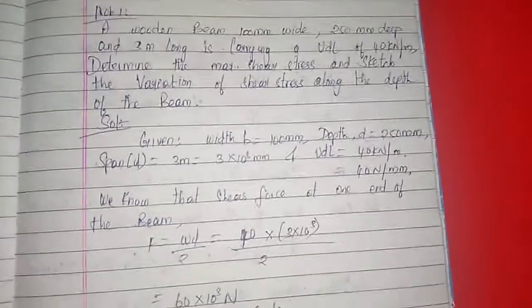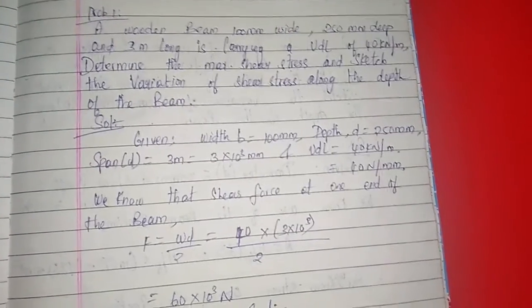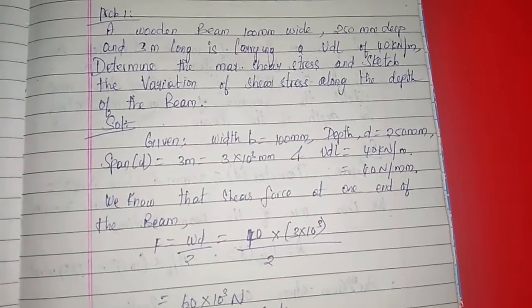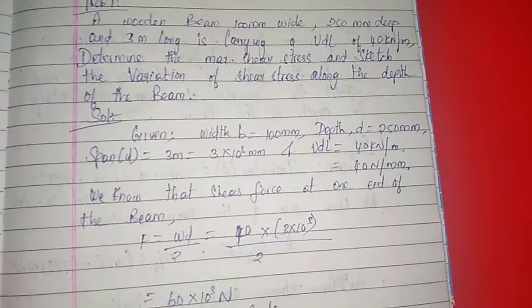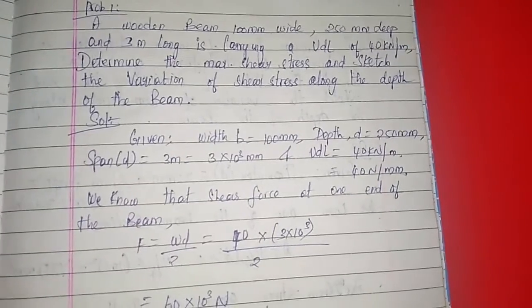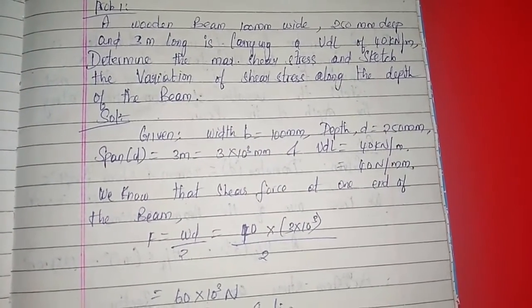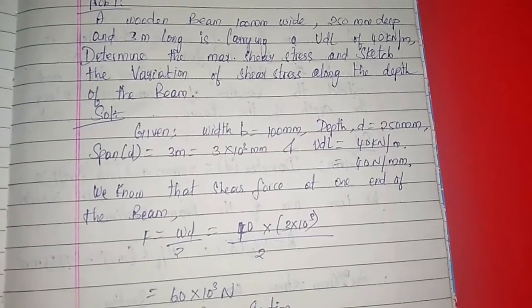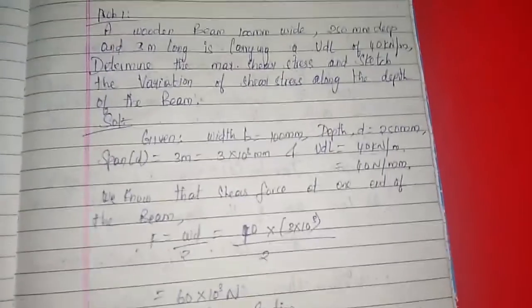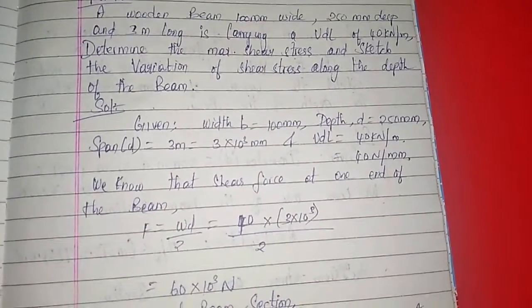A wooden beam 100 mm wide. So the width of the wooden beam is 100 mm. Okay, and 250 mm deep. The depth of the wooden beam is 250 mm and 3 meter long. So the length of the wooden beam is 3 meter. Your breadth, that is width, and your depth are given in millimeter, so you should convert the length into millimeter, that is 3000 millimeter.